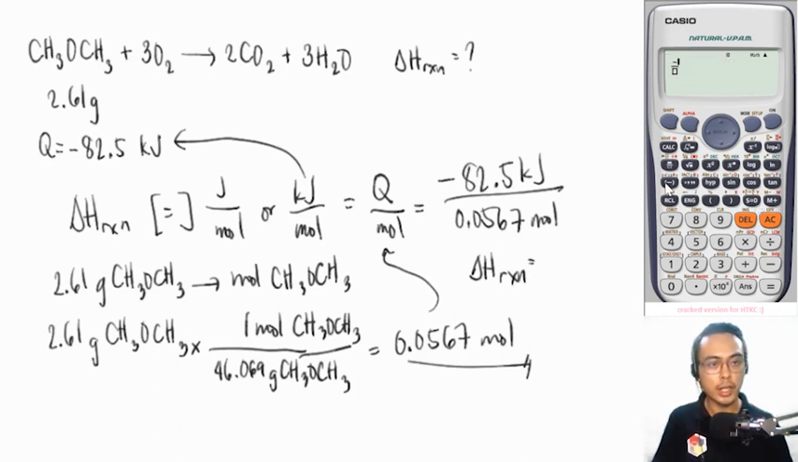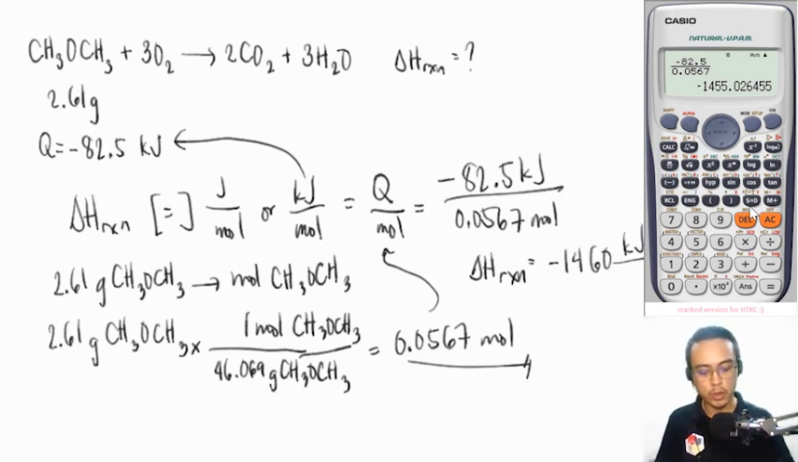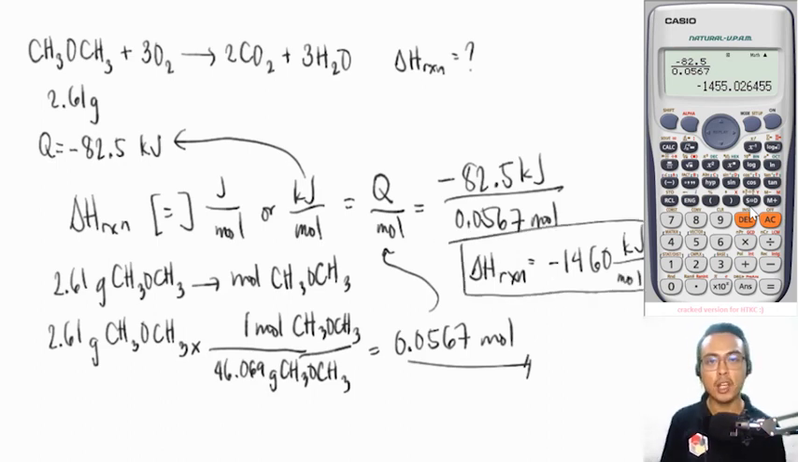That is negative 82.5 divided by 0.0567. Our delta H reaction is negative 1460 kilojoules per mole. So that is 3 significant figures. That is how we solve stoichiometric problems involving the enthalpy of reaction. Let's proceed.